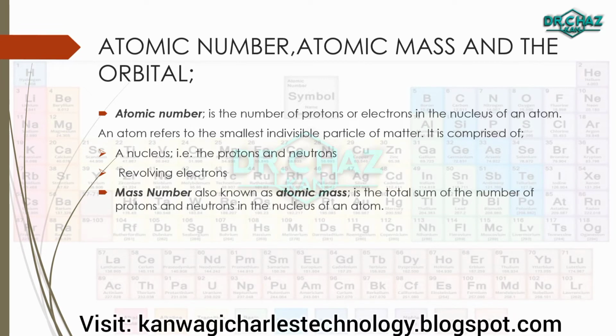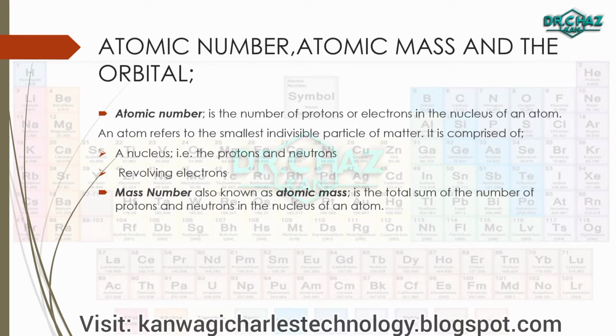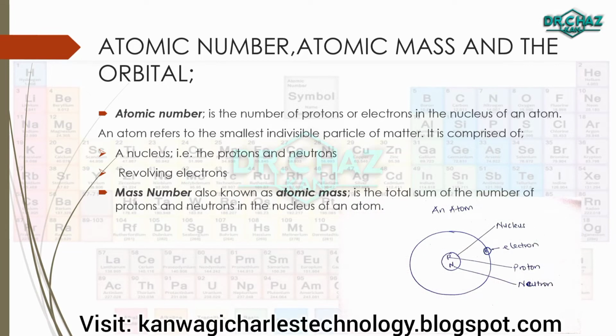So we talk about mass number, which is also known as atomic mass, as the total sum of the number of protons and neutrons in the nucleus of an atom. So a note, you just have to know that protons and electrons are of the same number. If protons are 6, electrons are also 6. So atomic number can also mean the number of electrons or protons in the nucleus of an atom. Like you're seeing, an atom, as I said earlier, is comprised of a nucleus. A nucleus has both protons and neutrons, and also electrons revolving around the nucleus.